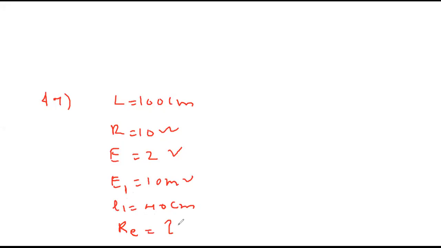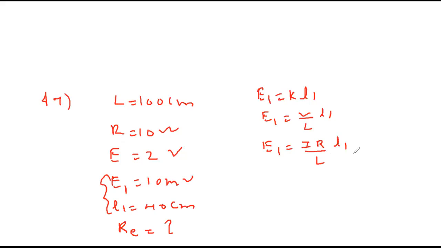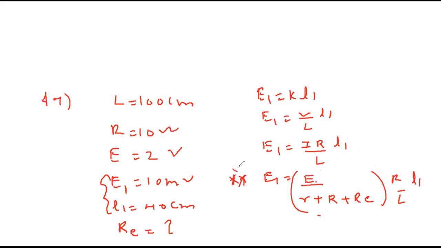Again, when balancing length and battery's EMF is given, you always start with E1 is KL1. Always do this start. Now K is nothing but V by L. V is nothing but I into wire resistance, upon L, into L1. I means E upon R wire plus external, that means total resistance. So total voltage means main battery voltage upon total resistance. Now I have got formula where I can substitute the values. Any doubt till this? No, sir.